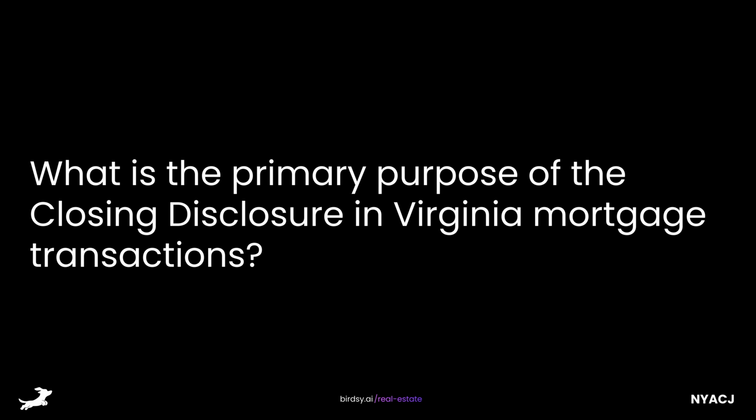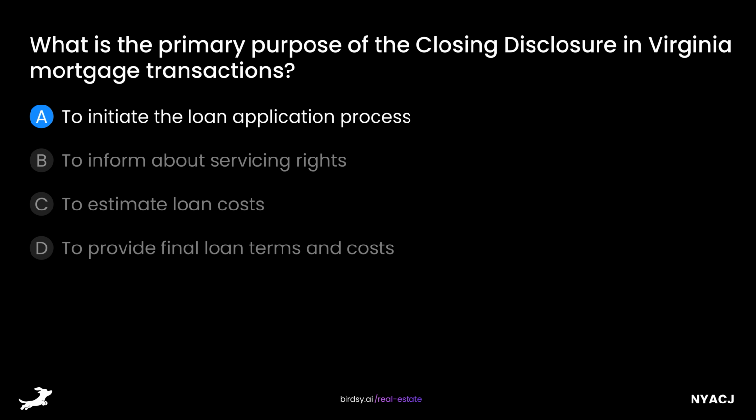What is the primary purpose of the closing disclosure in Virginia mortgage transactions? Is it A, to initiate the loan application process? B, to inform about servicing rights? C, to estimate loan costs? Or D, to provide final loan terms and costs? The answer is D, to provide final loan terms and costs.